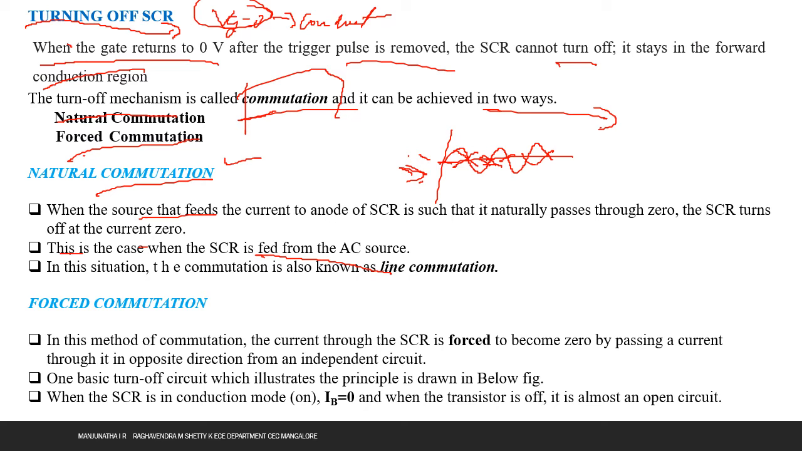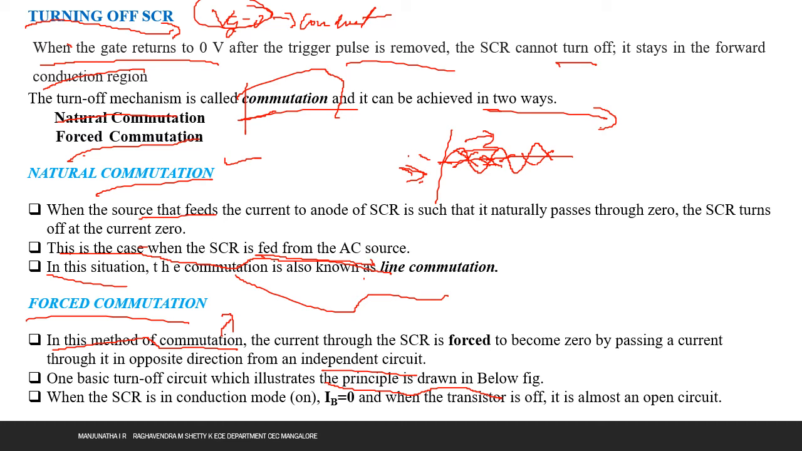Coming to the second point, this is the case when the SCR is fed from the AC source. Yes, this is an AC source, an analog circuit. The principle is drawn in the next figure.